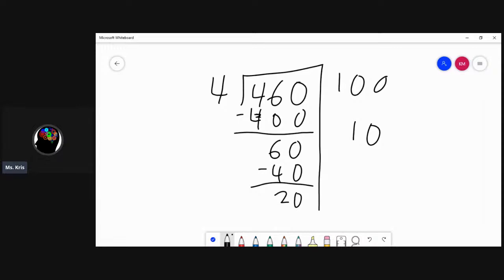20. So now that I have gotten to 20, I know that 4 times 5 gives me 20. So this allows me to divide out evenly, right? Then I add up my numbers based off place values, and 0 plus 0 plus 5 is 5, 0 plus 1 is 1, and you bring down your 1, which gives you 115.